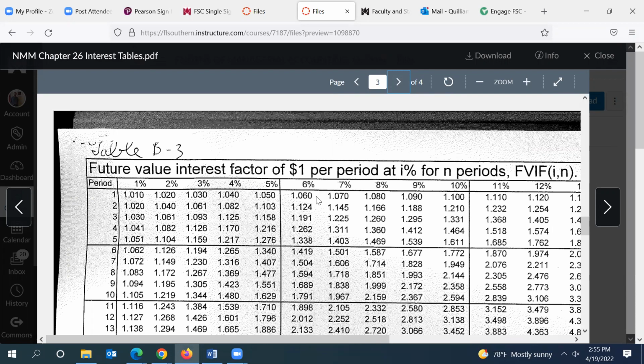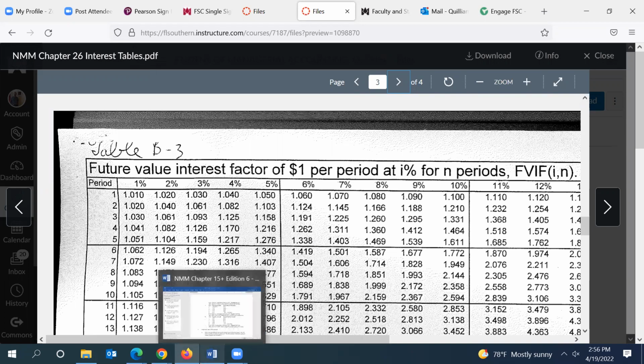Interest rate 6%. We look at the intersection here. That's 1.338. So this is saying if we invest $1 under these constraints today, it's going to grow to $1.338 in the future. If we invest 1,000 of those dollars, you can bet we're going to multiply that by 1,000.